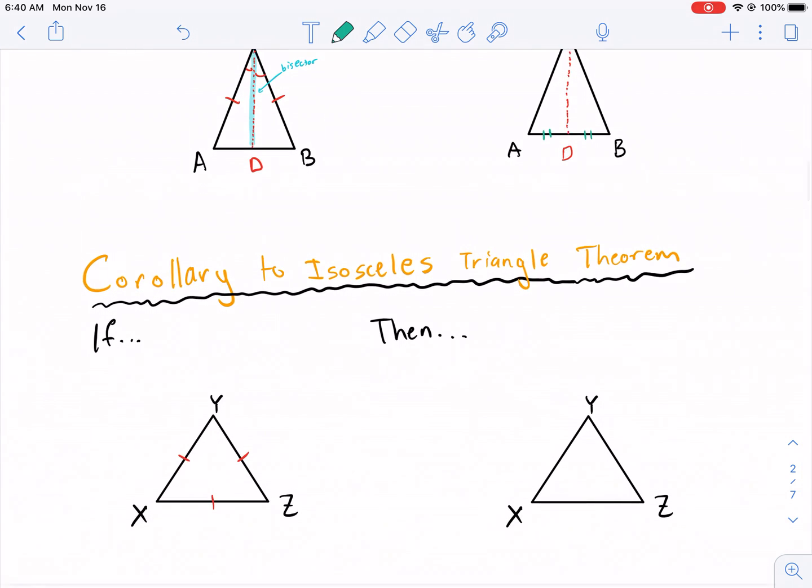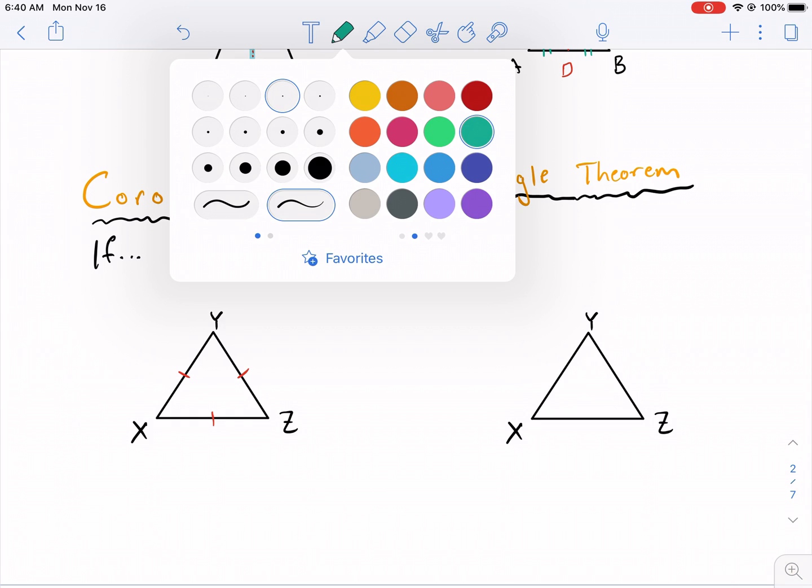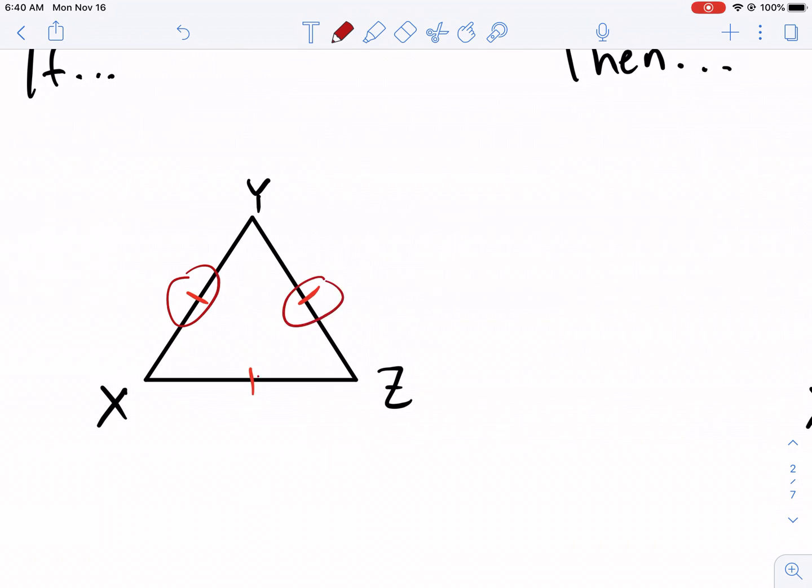Corollary to the isosceles triangle theorem. So corollary means like an additional support, another offshoot, a branch of the isosceles triangle theorem. Okay? So before we said, if we know that two sides are congruent, we know it's isosceles. But what if we know that three sides are congruent? We got this side, and this side.